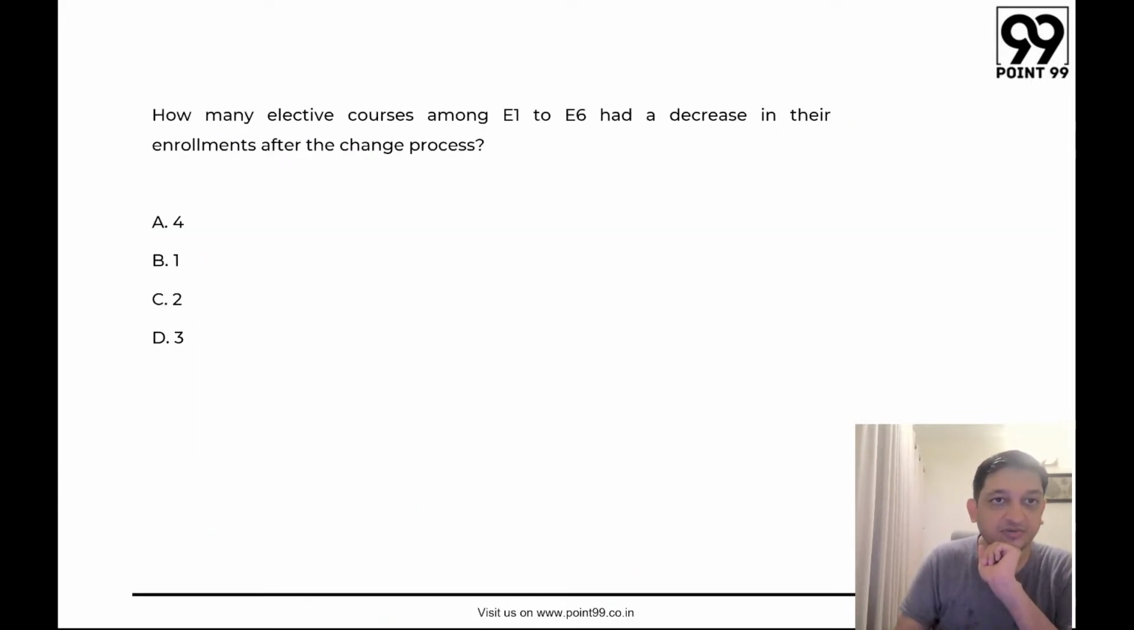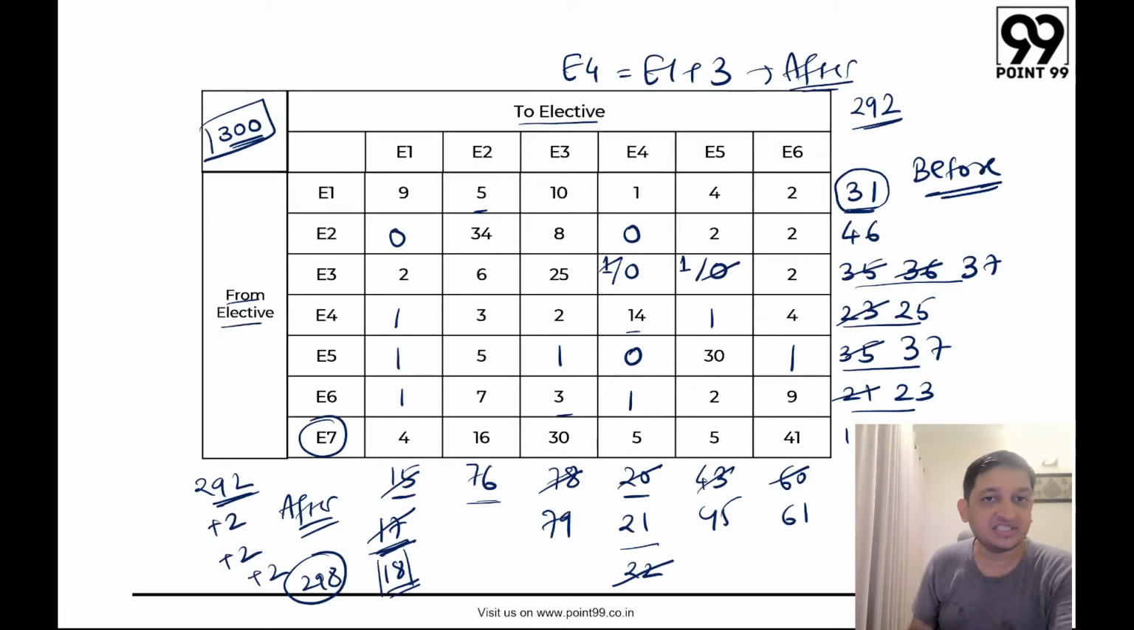So let's look at the first question here. How many elective courses among E1 to E6 had a decrease in their enrollments after the change process? Decrease means before would have been a larger number. So here before it was 31, after it became 18, so E1 has decreased. So E1 will come in the decreased list for sure.